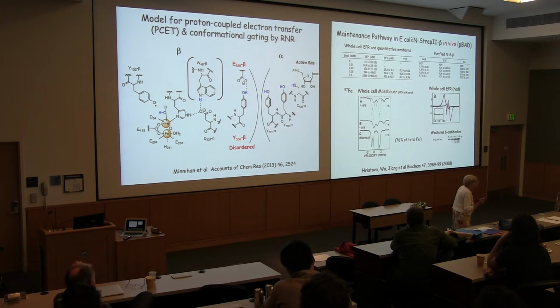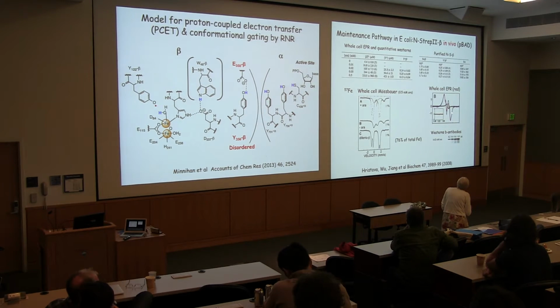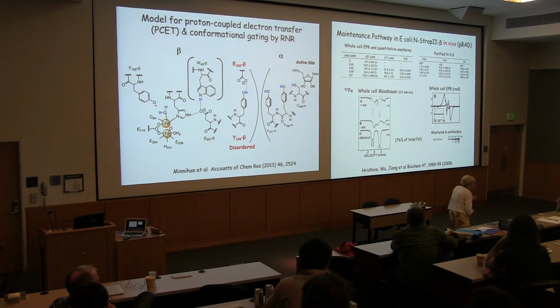The red is the whole cell spectrum of the tyrosyl radical. You can subtract out a tyrosyl radical and you get this black thing left. And if you do a control, the control being iron species inside the cell, you get a blank line. So you can actually see this inside the cell.